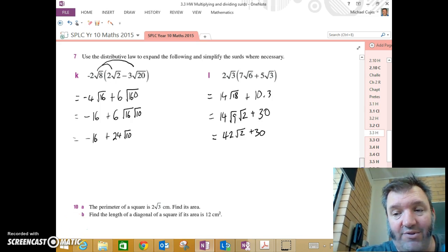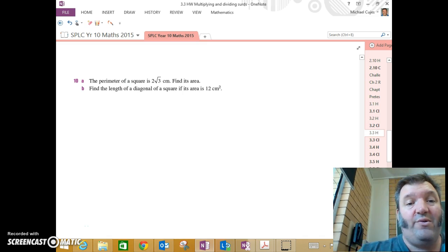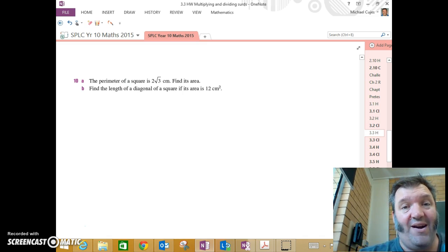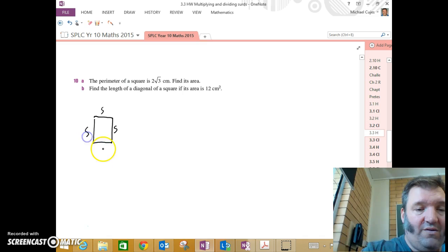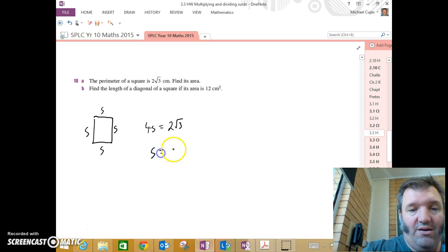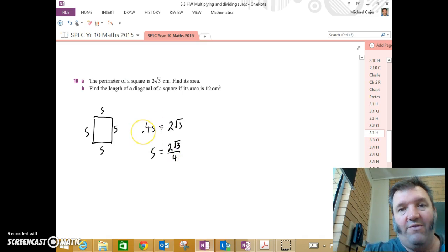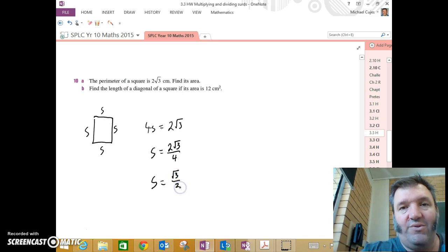All right, last example's coming up. A couple of the harder questions again. Gee, I'm good to you guys. The perimeter of a square is 2 root 3. Find its area. Well, what's the perimeter made up of? Side, side, side, and side. Oh yeah, 4 of those. 4 times the side has to equal 2 root 3. So how long is one side? 2 root 3 divided by 4. Opposite of multiplying by 4, dividing by 4. Simplify that. Well, 2 over 4 is the same as 1 over 2. So that's just root 3 over 2 is the side.